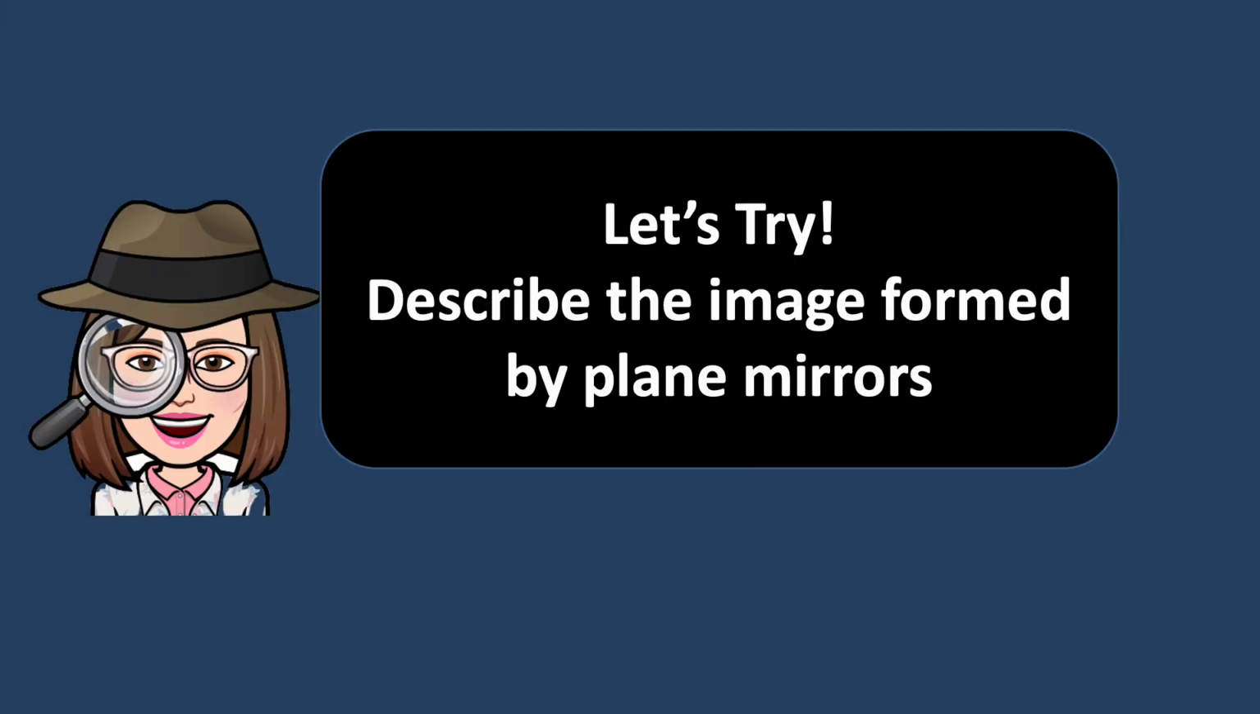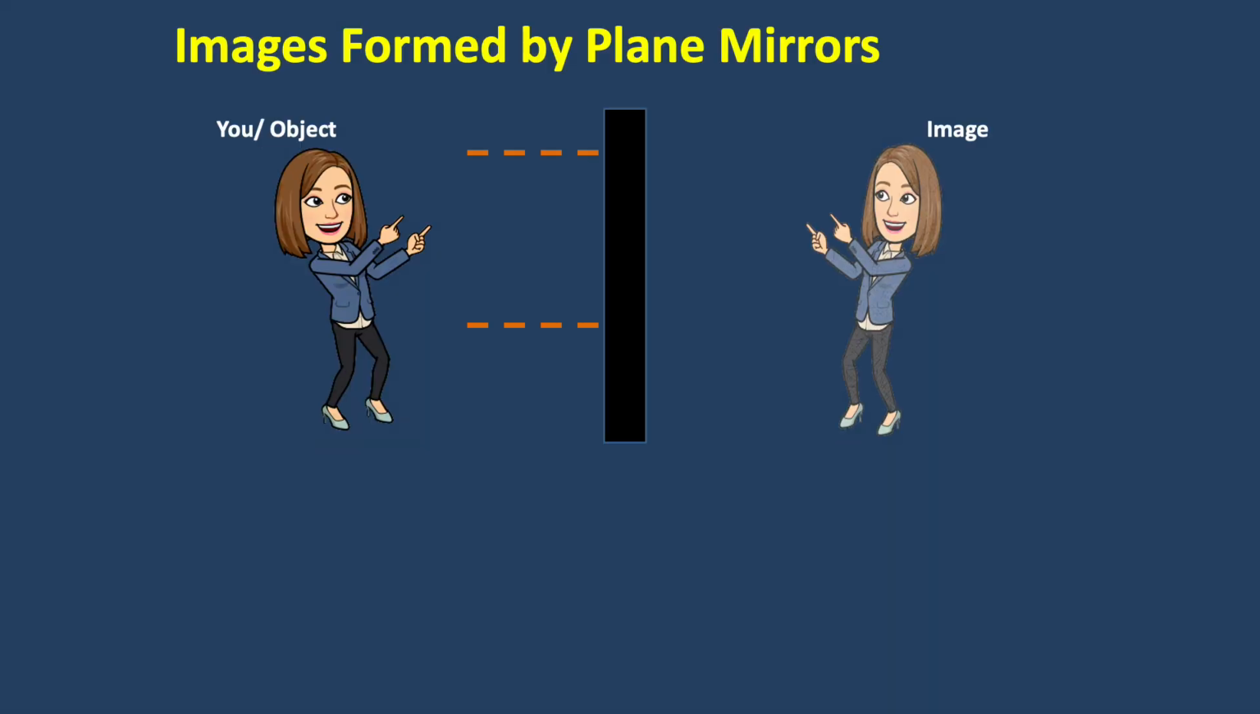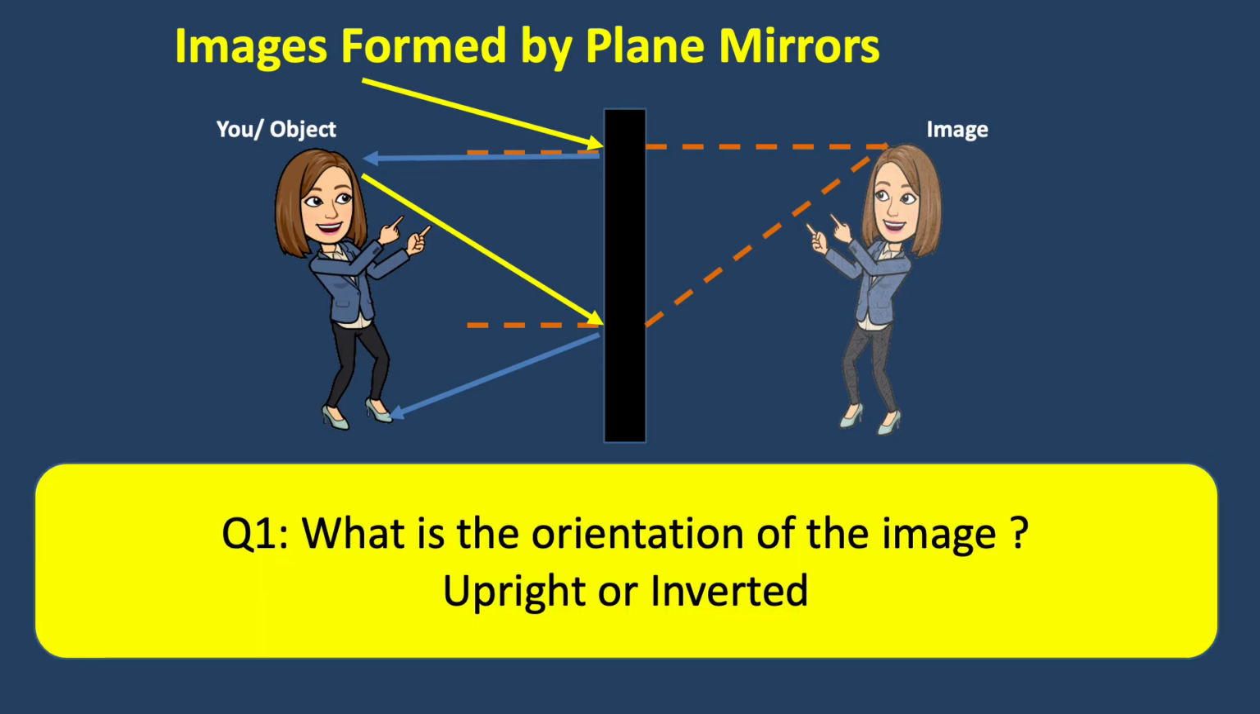We just discovered that plane mirrors produce virtual images. Now let's list the other key characteristics, and look into your own plane mirror or imagine one in front of you. Let's try to answer these 4 questions. Question 1. What is the orientation of the image? Is it upright or inverted? Does your head appear at the bottom of the mirror, or is the image right side up? The correct orientation is upright. The image is always right side up.